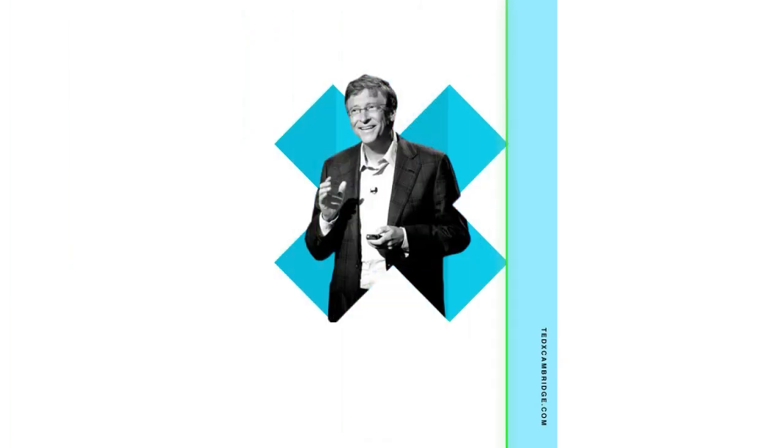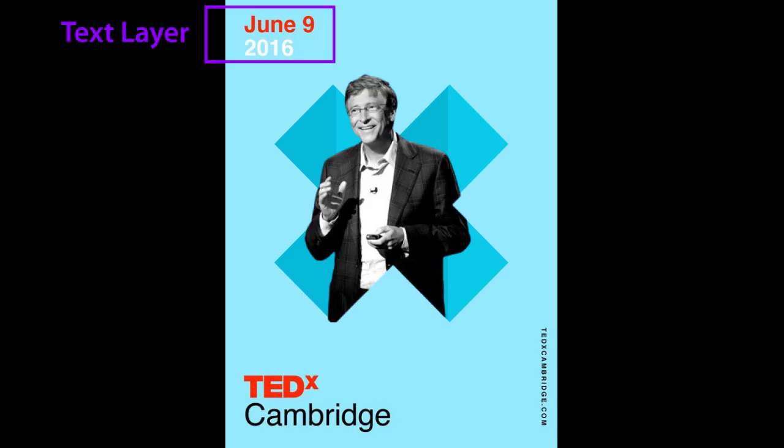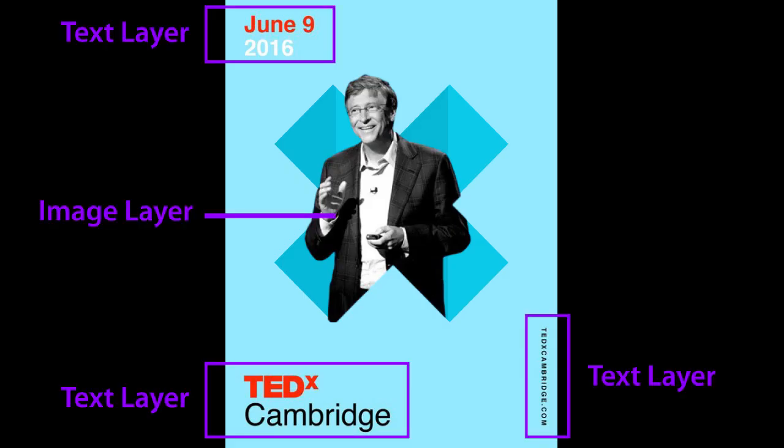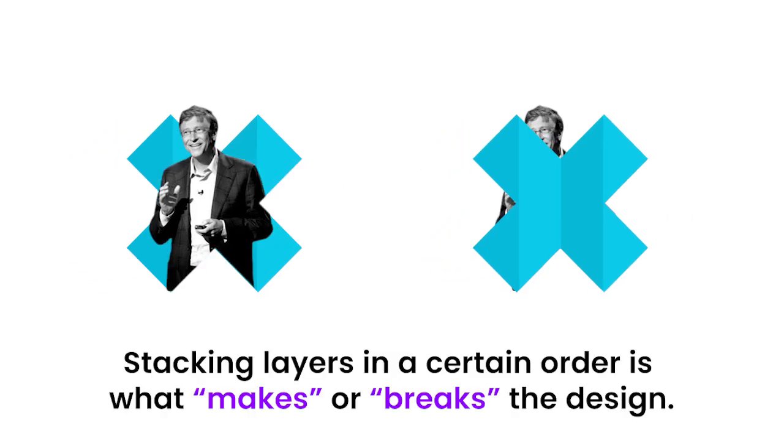Let's get started. After looking at the design, we understand that it consists of two main things, right? The X shape and the image. This is what we call layers. Layers are nothing but individual elements in a design. Stacking layers in a certain order is what makes or breaks the design. Now that you understood what layers mean, let's recreate the shape.